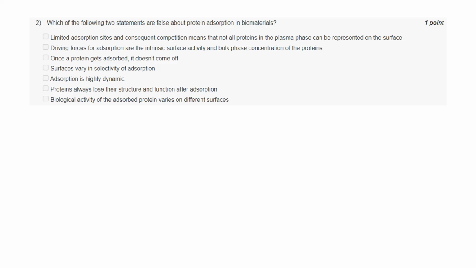Option 3 and 6. Option 3 is once the protein gets absorbed, it doesn't come off. Okay, 3, 4, 5, 6, proteins always lose their structure. Okay, we have one response. Thank you for answering. Anybody else?